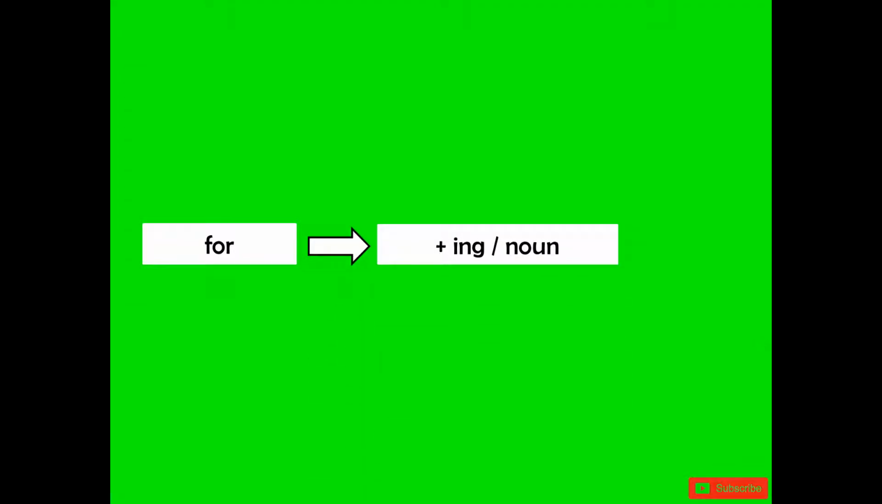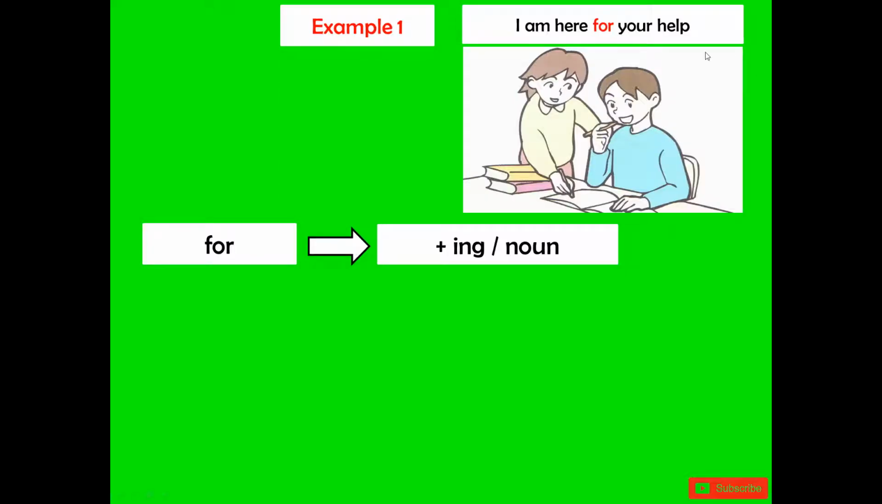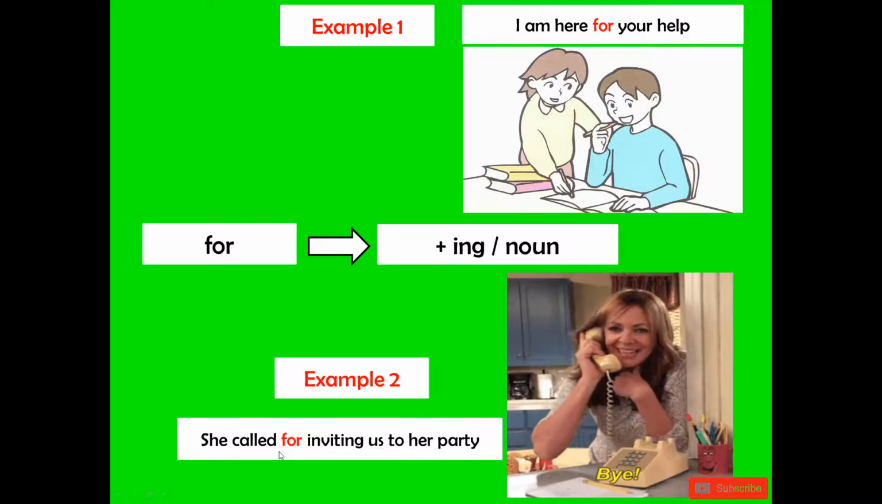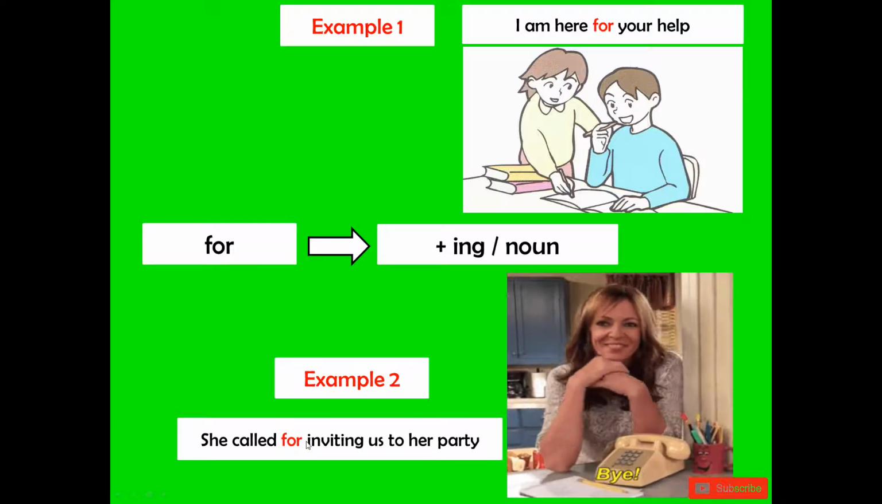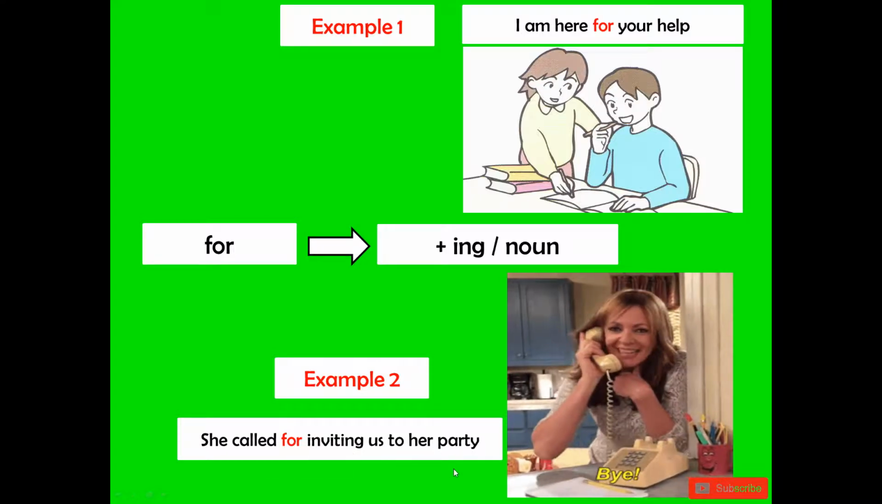Next, let's deal with the last one, which is for. Purpose can also be expressed by using for. For here may be followed by either a noun or a verb in ing. For example, I am here for your help. أنا هنا من أجل مساعدتك. Example number two. We can say, she called for inviting us to her party. يعني اتصلت لأجل دعوتنا لحفلتها.